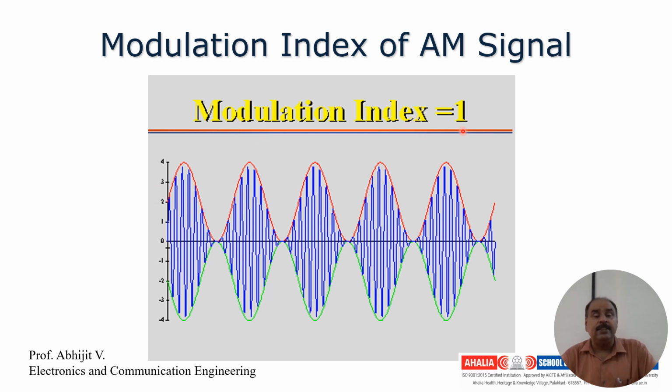So when the modulation index is equal to 1, you will have a signal like this. So when I say modulation index is equal to 1, you can see that the carrier signal varies exactly with respect to the message signal or the modulating signal. You find this to be very perfect.